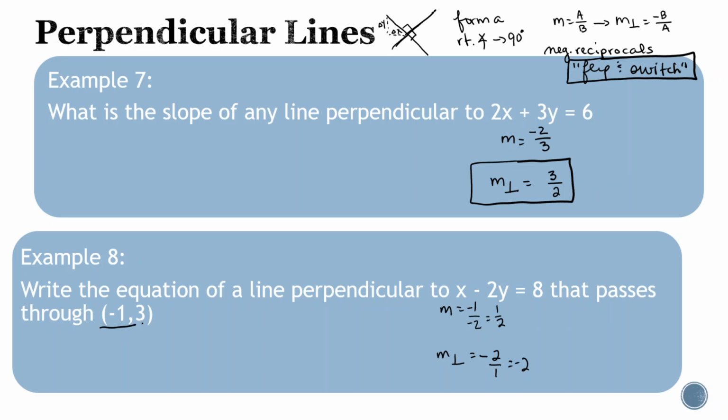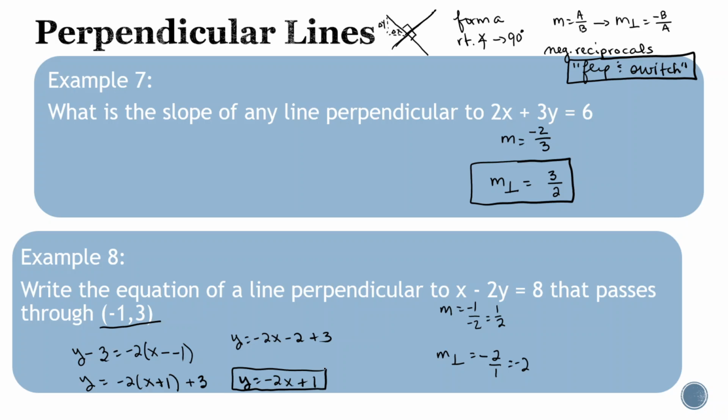Then I come over here to this point they've given me, and I write my point-slope form of the line. I put the 3 in for y, the -1 in for x, and I get y equals -2 times (x plus 1) plus 3. If we want to reduce that, we get y equals -2x minus 2 plus 3, so y equals -2x plus 1. This equation is slope-intercept. The first one we found was point-slope.